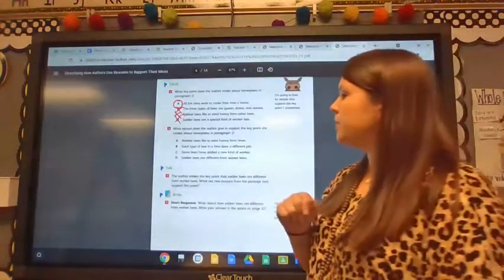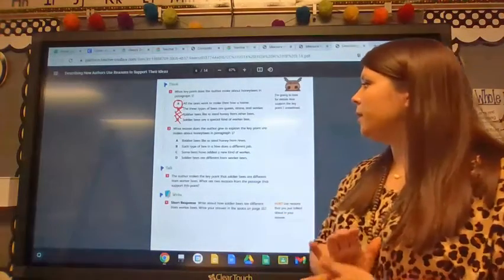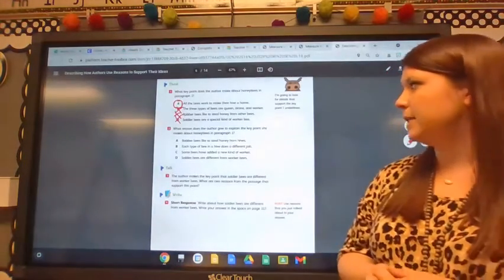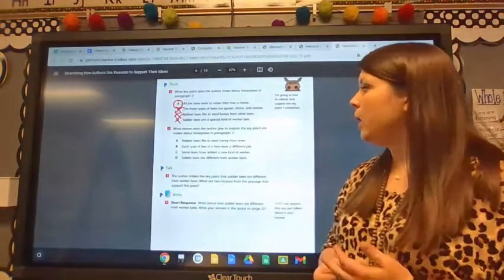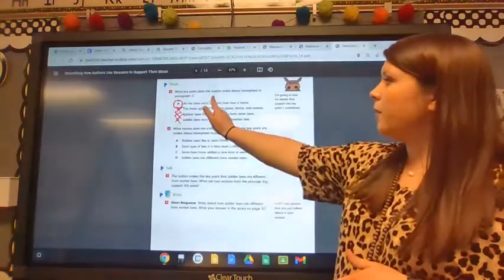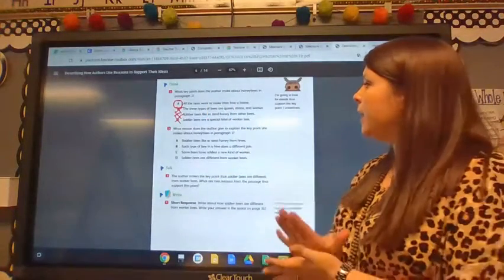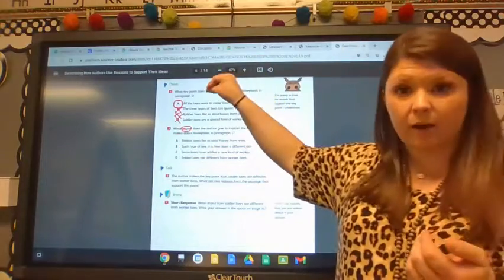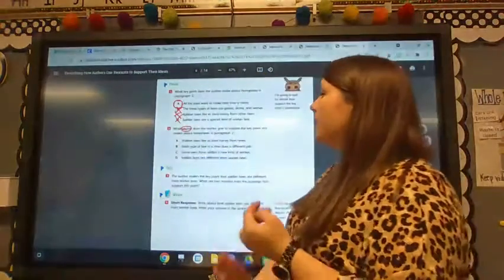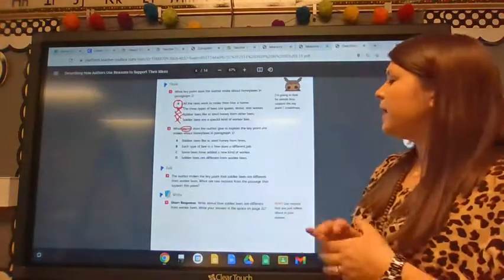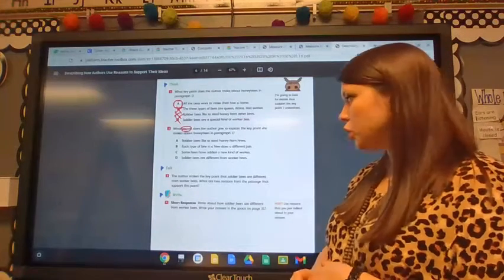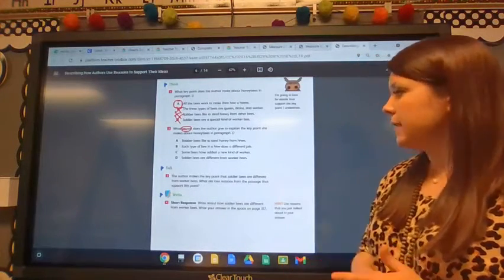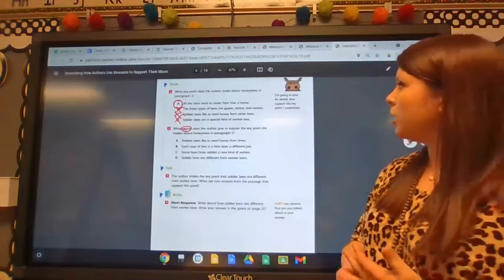All right, now let's look at question 2. What reason does the author give to explain the key point she makes about honeybees in paragraph number 1? So we know in paragraph number 1 that all the bees work to make their hive a home. Now we need to find the reasons to explain why the author says that, okay? A, robber bees like to steal honey from hives. B, each type of bee in a hive does a different job. C, some bees have added a new kind of worker. D, soldier bees are different from worker bees.